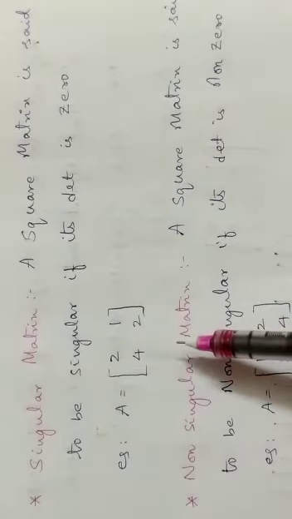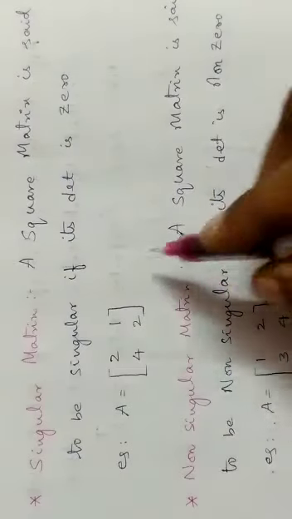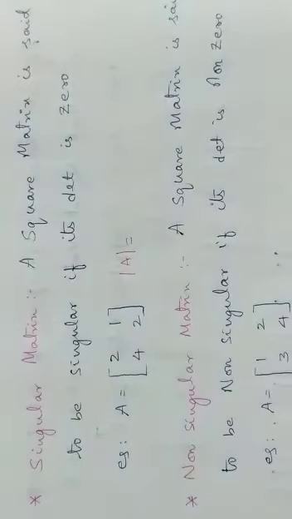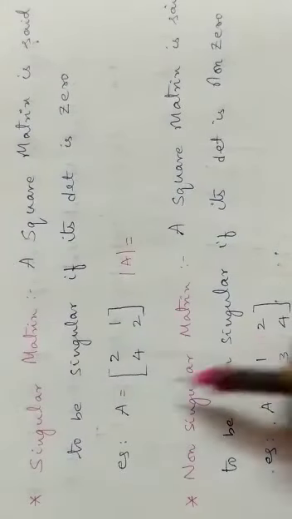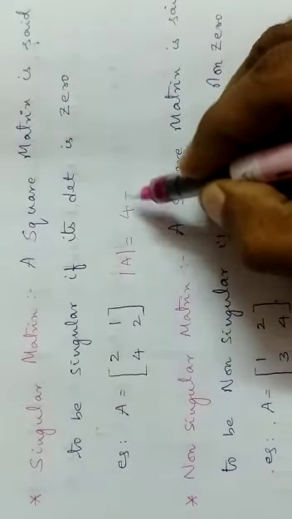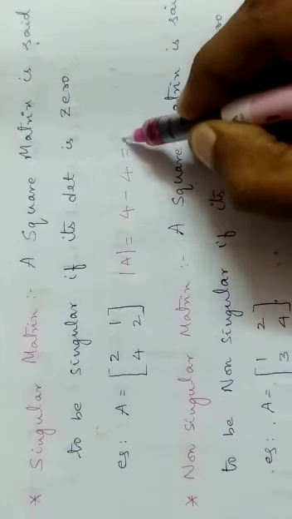We know how to find the determinant of a 2 by 2 matrix and a 3 by 3 matrix. For a 2 by 2, the formula is AD minus BC. AD is 4, minus BC, 4 ones are 4. How much? 0.